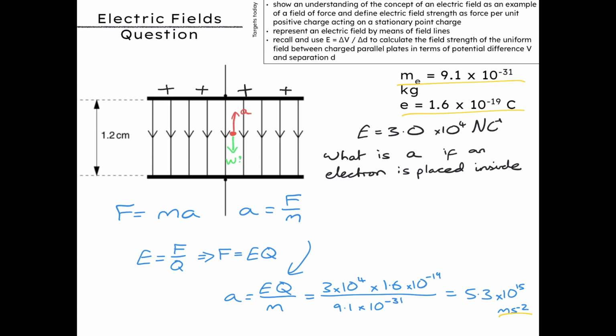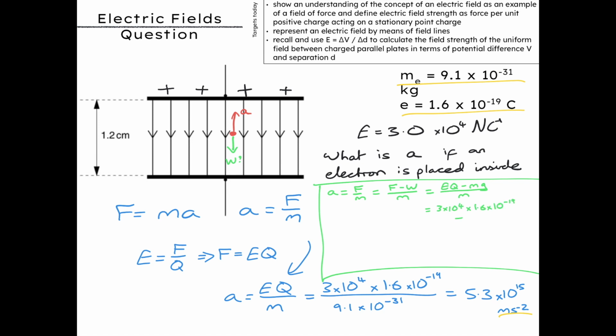Now on this last one though, what about gravity, you might be wondering? Well, to check that we need to take the force due to gravity into consideration. So let's call that W for weight. So a equals F over m becomes a equals F minus W over m. That's equal to EQ minus mg over m. So we've got 3 times 10 to the 4 times 1.6 times 10 to the minus 19 minus 9.1 times 10 to the minus 31 times 9.81, divided by 9.1 times 10 to the minus 31.